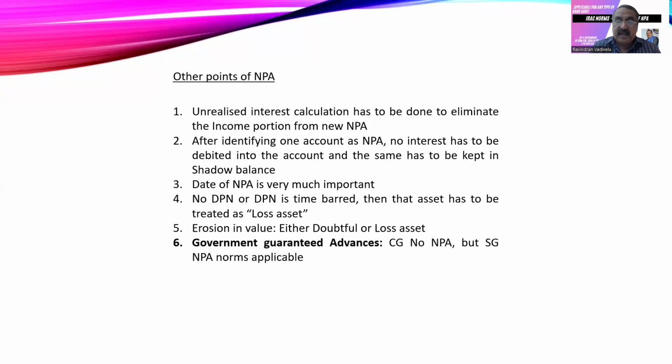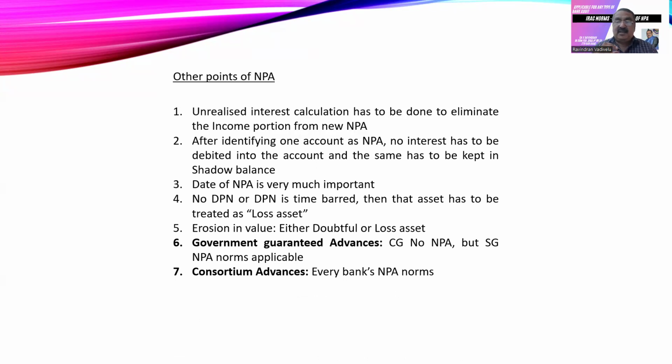With reference to government guaranteed advances, if there is a central government guarantee in the loan account, then that account should not be classified as NPA. But if the guarantee is given by the state government, then all the NPA norms are applicable. So for a guarantee given by the central government, there is no NPA, and if the guarantee is given by the state government, all the NPA norms are applicable. With reference to consortium advances, where 4 bankers lend jointly for a particular project, the NPA classification you have to carry out on an individual basis.